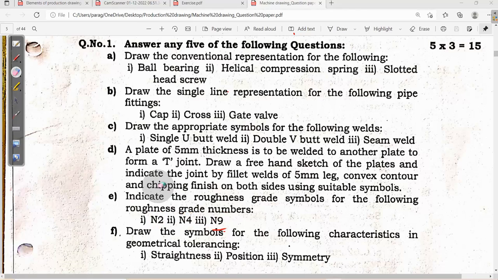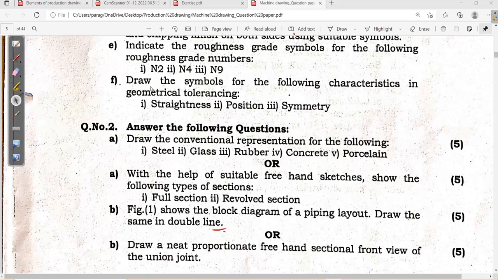Okay, so here don't repeat. Next, now in this case, next question for it. Draw the symbols for the following characteristics in geometrical tolerance: straightness, position, symmetry. So all those symbols you have to study. Straightness, how will you tell the symbol? Just like this. Okay, position. This is the position symbol. Symmetry. Okay, this is how you should draw the symbol of symmetry. Okay, so each and every symbol you have to study.